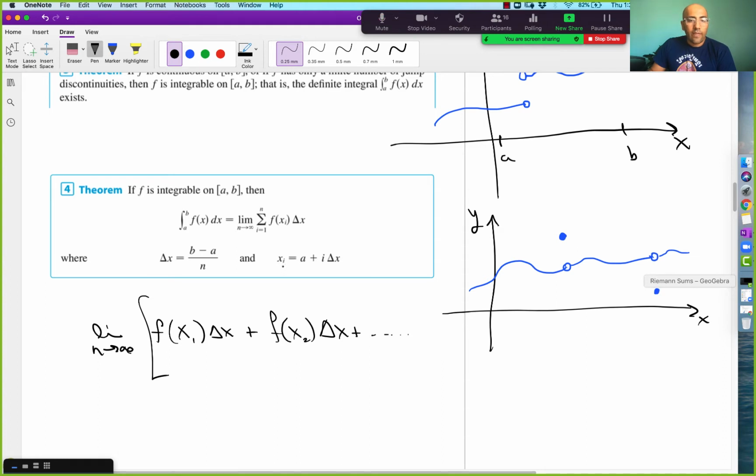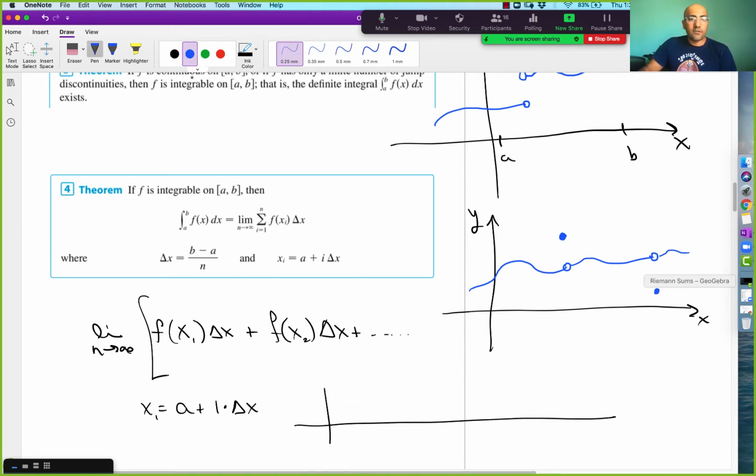Okay, so x sub 1 is equal to a plus 1 times delta x, right? So this is going to be a right endpoint. The very first rectangle is being evaluated on the right edge. On the footprint of that first rectangle, we want to go to a plus delta x, which is going to put us on the right endpoint.